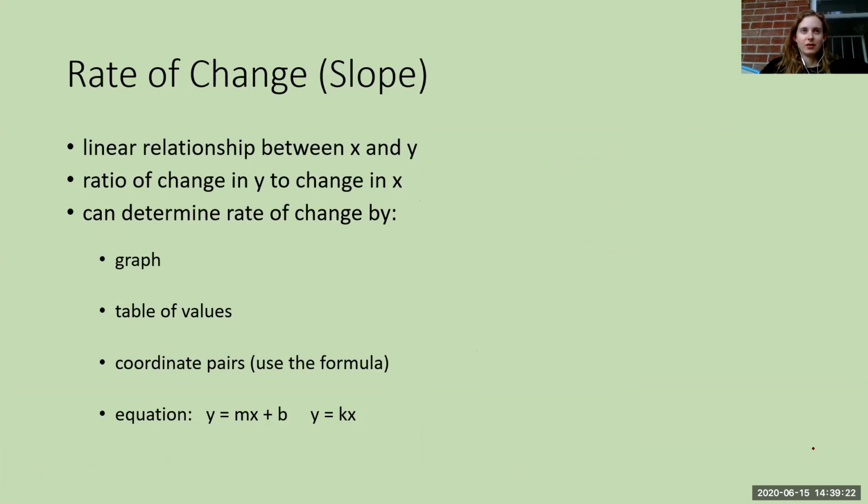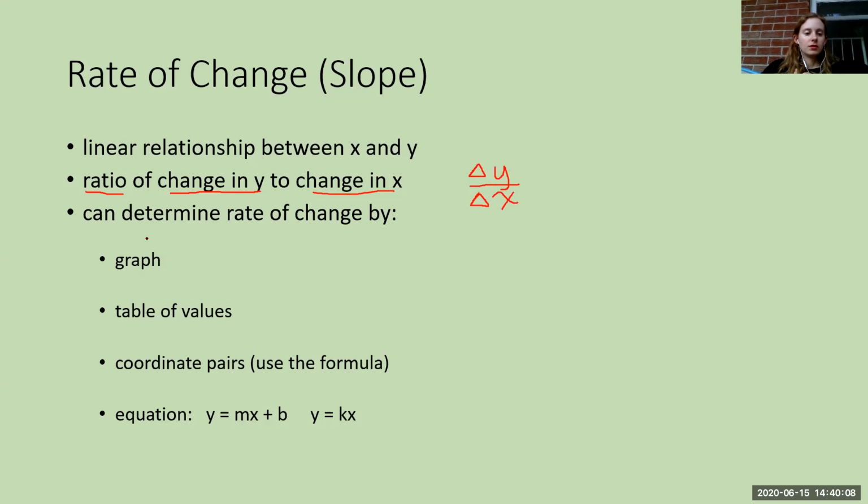So we're going to dig a little bit deeper into this idea of rate of change or slope. We talk about slope when we're talking about a linear relationship between an input variable and an output variable, so typically between x and y. And what slope is, it's the ratio, so it's the comparison of the change that's happening in y values compared to the change in what's happening with the x values. So again, what we saw on the last slide, right? Change in y compared to change in x.